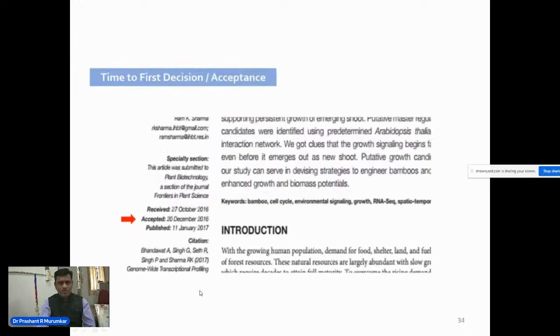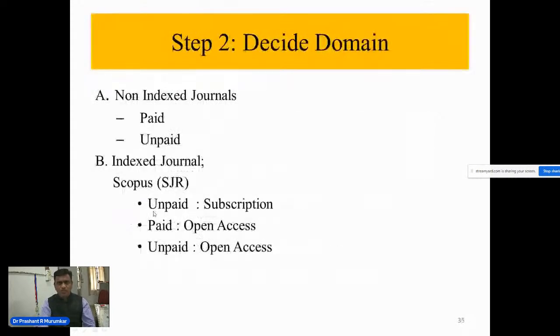It is clearly mentioned there, right? Even time to first decision as well as acceptance is mentioned here. It was received on 27 October 2016. Within 2 months it has been accepted, and it was published in January 2017. This is clear. So even this statistic will help you decide which journal we can go ahead with.